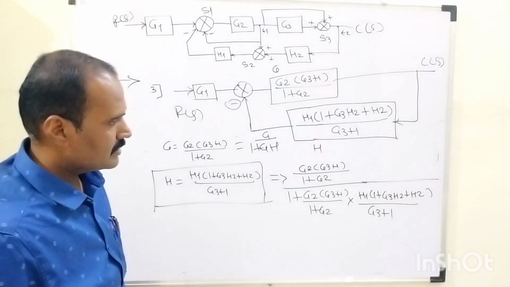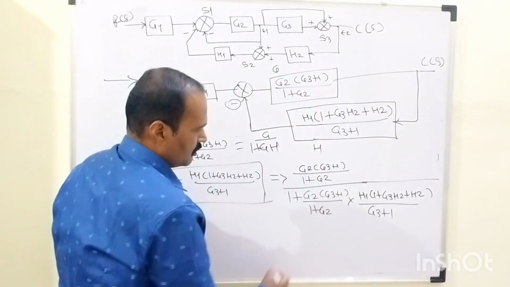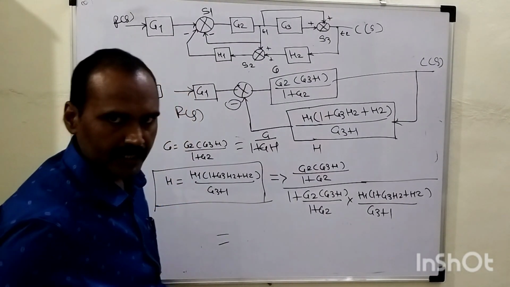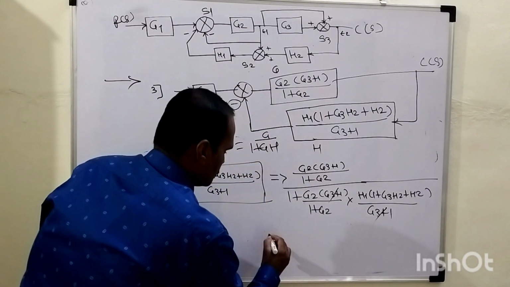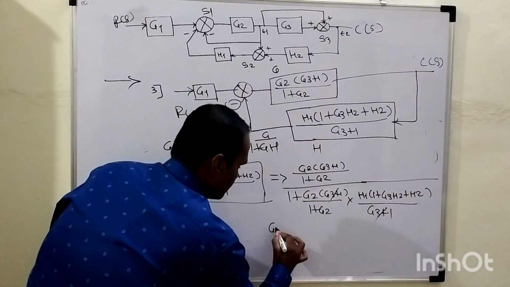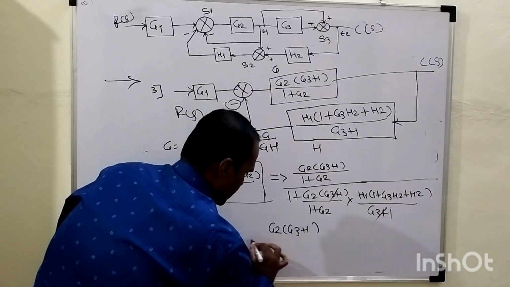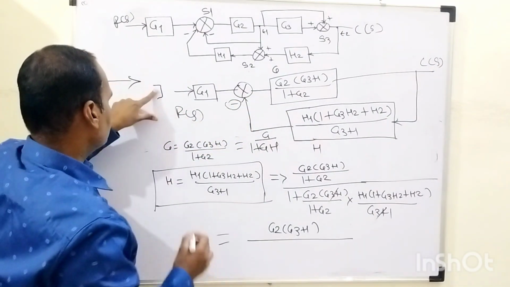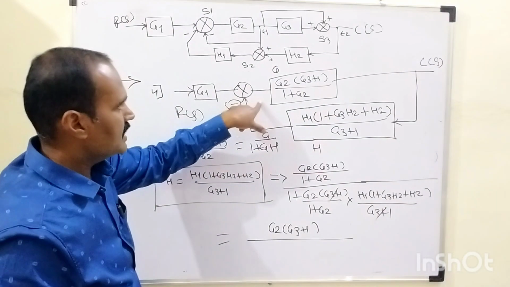So we need to do a simple mathematical simplification. As a result of simplification, this 1 over G2 can be considered as an LCM term, and at the same time this G3 plus 1 will get cancelled. So the overall system gain will become G2 into G3 plus 1. This overall system gain belongs to step number 4, in which that feedback is eliminated.